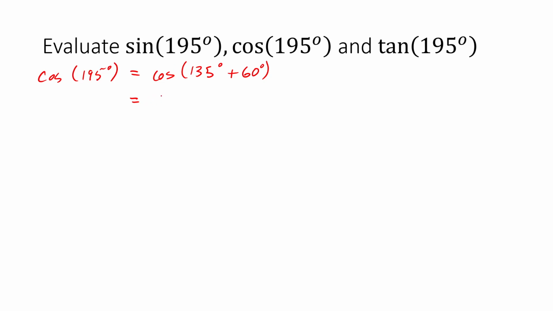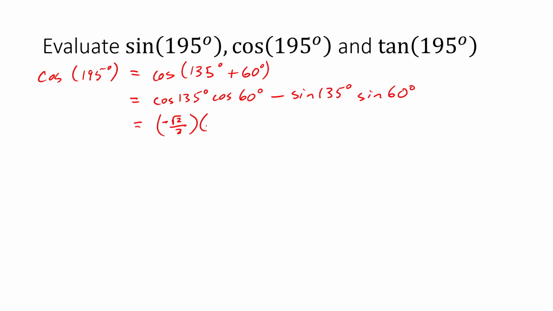Now the cos of A plus B is equal to cos A cos B minus sine A sine B. That's one of our compound angle formulas. The cos of 135 degrees, as we said on the previous page, is equal to negative root 2 over 2. The cos of 60 degrees is equal to 1 over 2. The sine of 135 degrees is root 2 over 2, and the sine of 60 degrees is root 3 over 2.